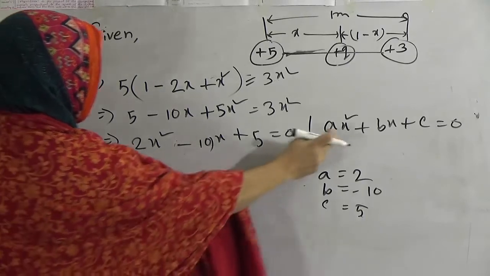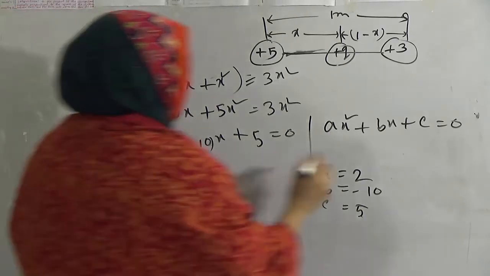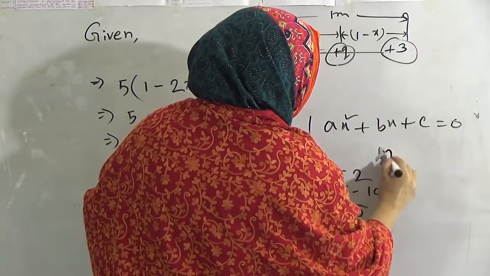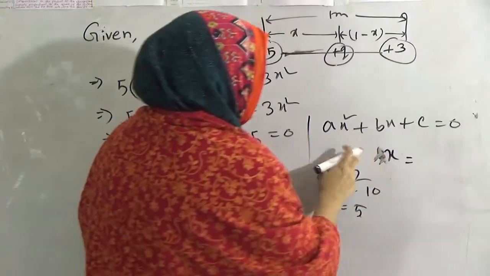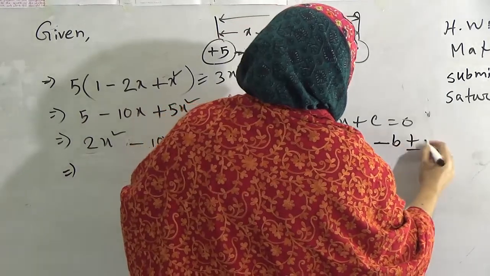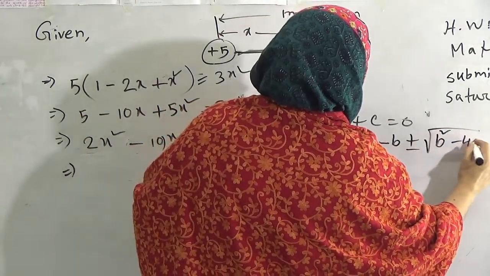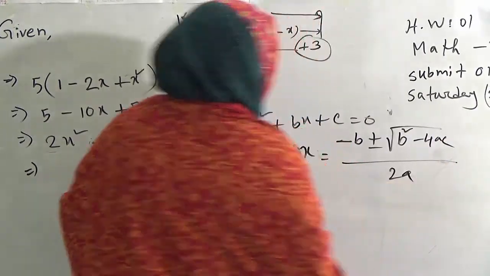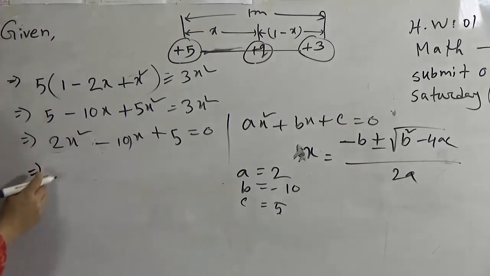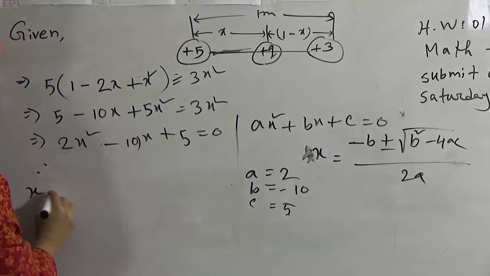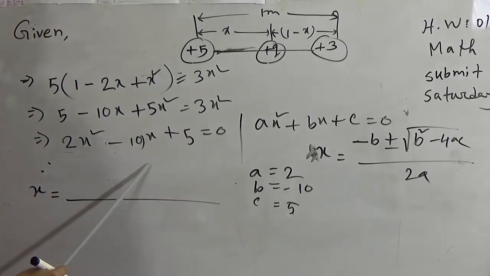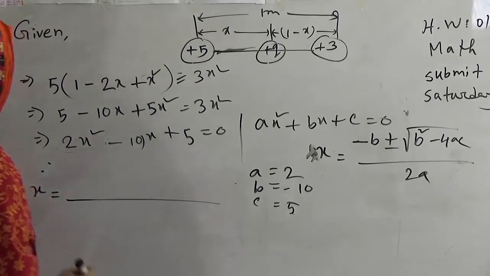So we have to use this formula: x equals minus b plus minus root over b square minus 4ac, divided by 2a. By using this formula we can find out the value of x. So my dear students, now we can write x equals minus b, that means b is minus 10.